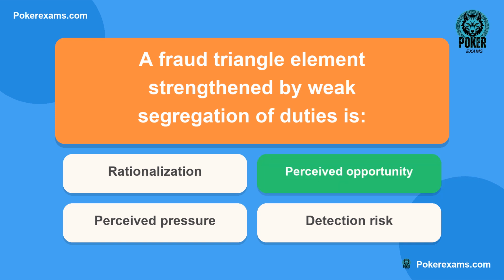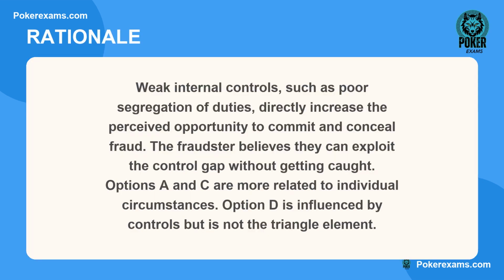The correct answer is B. Here is why. Weak internal controls, such as poor segregation of duties, directly increase the perceived opportunity to commit and conceal fraud. The fraudster believes they can exploit the control gap without getting caught. Options A and C are more related to individual circumstances. Option D is influenced by controls, but is not the triangle element.